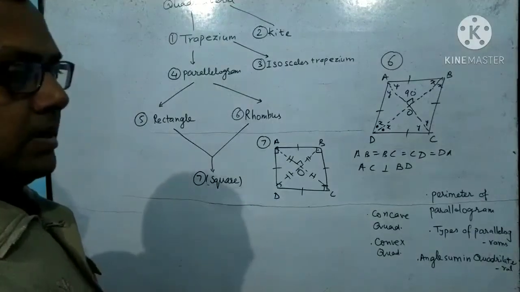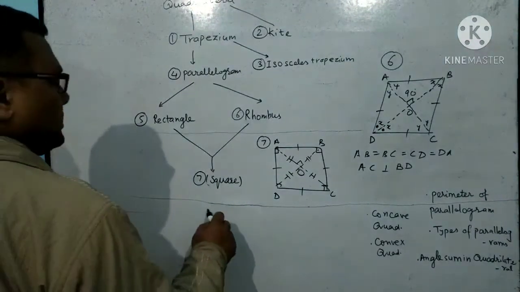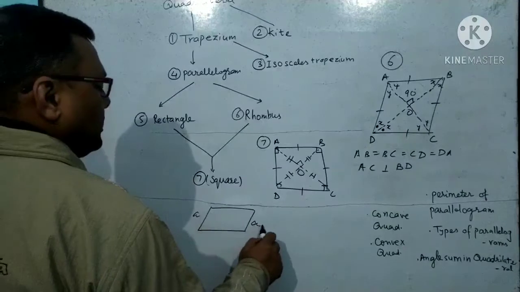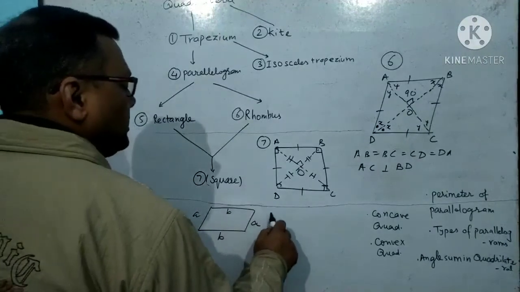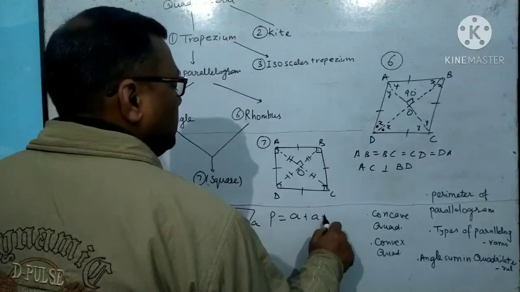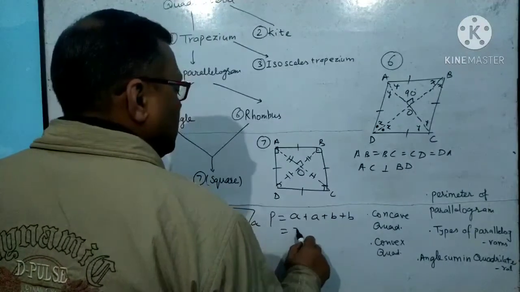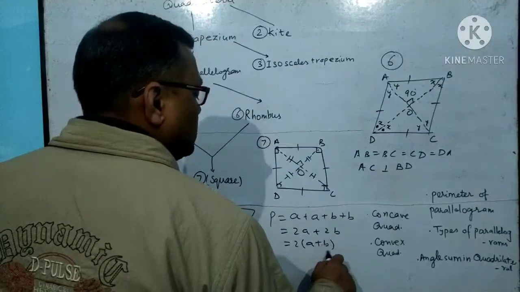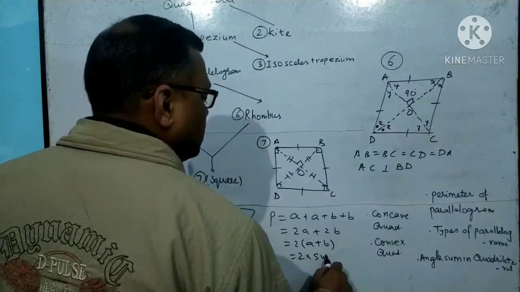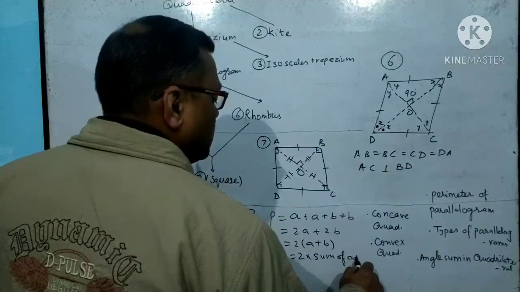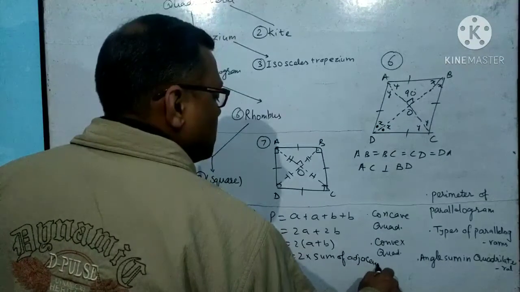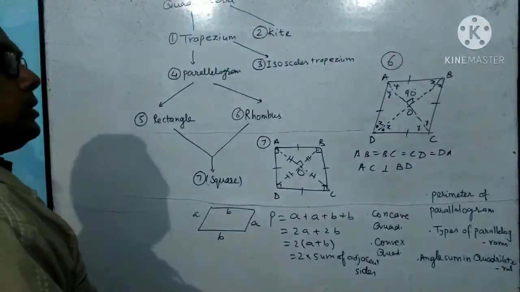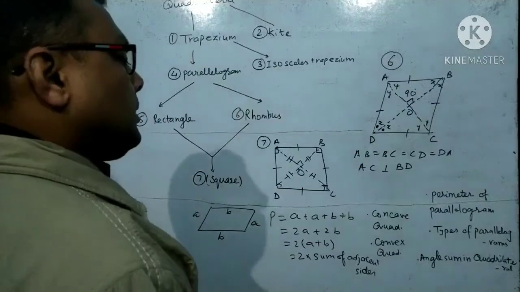Now we consider the perimeter of a parallelogram. So this is a parallelogram. Its sides are a, b, a and b. Then the perimeter is a plus b plus a plus b, meaning 2a plus 2b, 2 times (a plus b), or you can say 2 times the sum of adjacent sides. So this is the perimeter of a parallelogram.